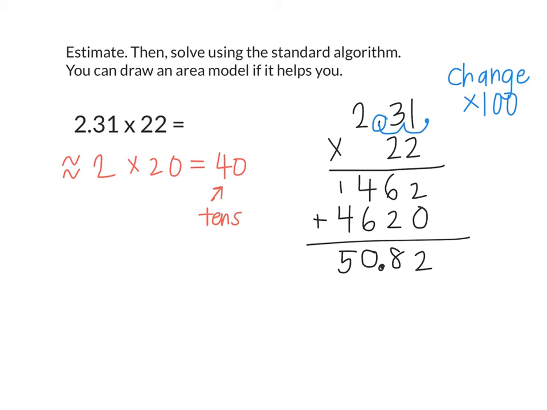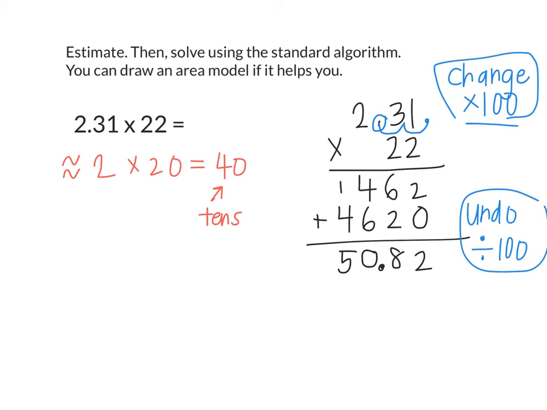But to really confirm, because our change was times 100, what do we need to do? We need to undo that change. What would the undo be? Divide by 100. We do the inverse operation, and so that's the same thing. The decimal point ends up in the same place. So what is our answer? 50 and 82 hundredths.